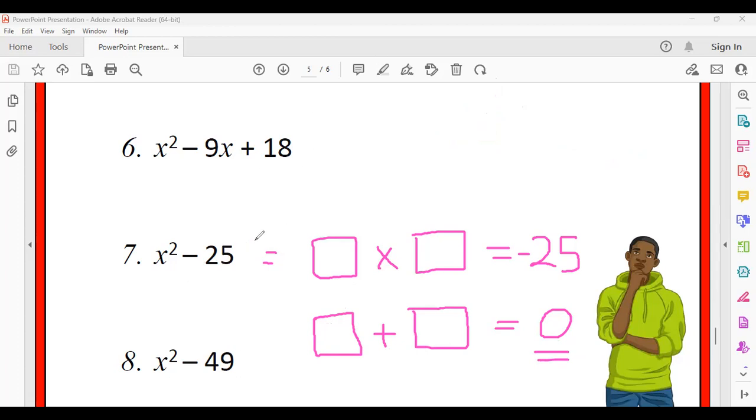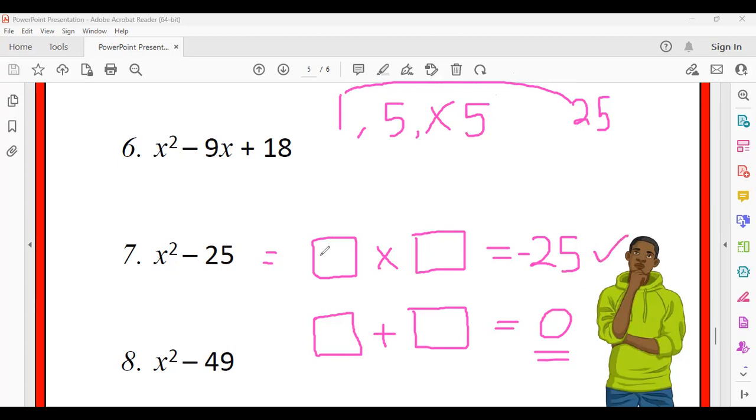Okay. So now you're going to work with 25. Start with 1 and 25, those are the factors. The next factor would be 5 and 5. 5 and 5 will give you 25. So it's 1, 5, 25. So 5 times 5, I get 25.